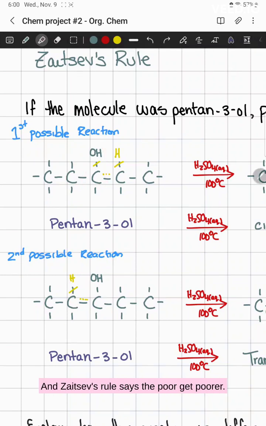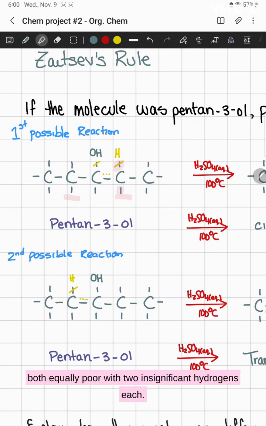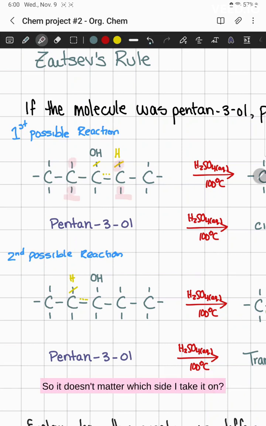Okay, and Zaitsev's rule says the poor get poorer. So if we look, there's a carbon on either side, 2 of them, and they're both equally poor with 2 insignificant hydrogens each. So it doesn't matter which side I take it from, because it's going to be the same. To show you guys, I did one where I take it from the right and one where I take it from the left. They're both the same, they're just reflected. The naming convention would be the same as well for when we're naming the alkene.